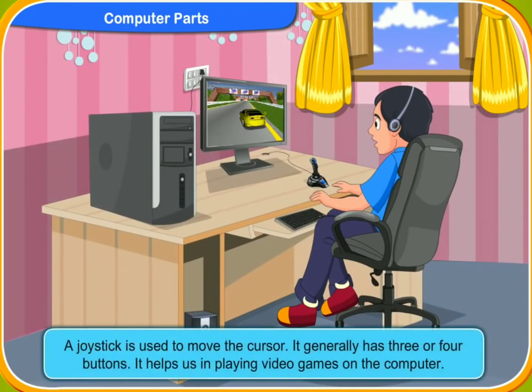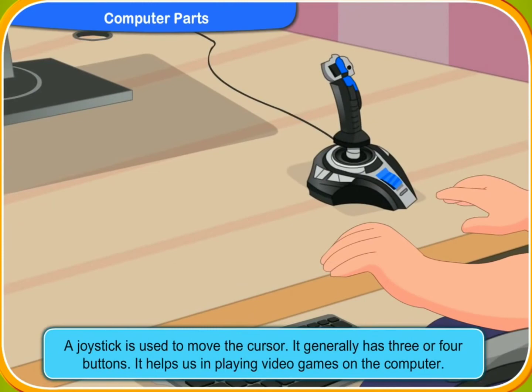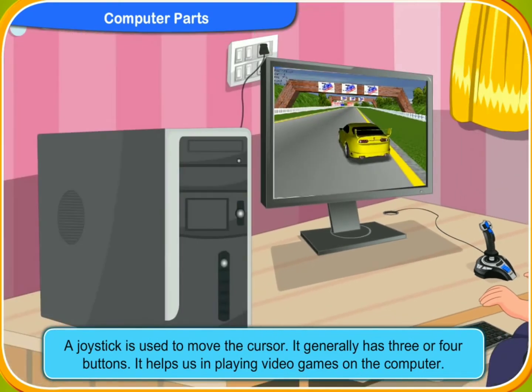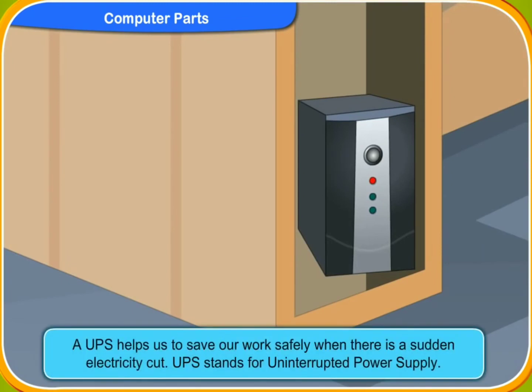A joystick is used to move the cursor. It generally has three or four buttons. It helps us in playing video games on the computer. A UPS helps us to save our work safely when there is a sudden electricity cut. UPS stands for Uninterrupted Power Supply.